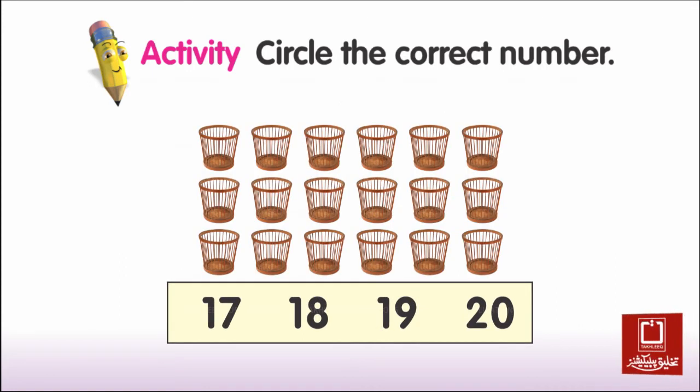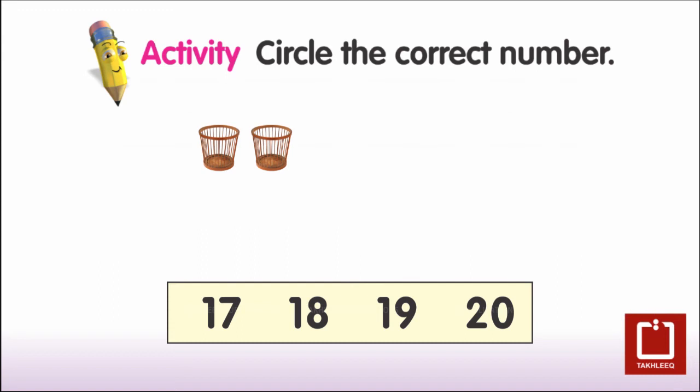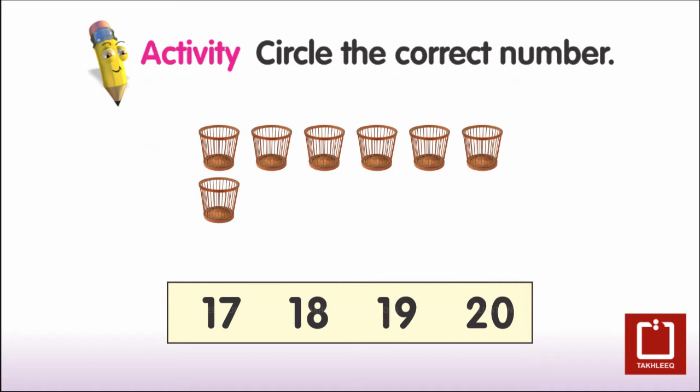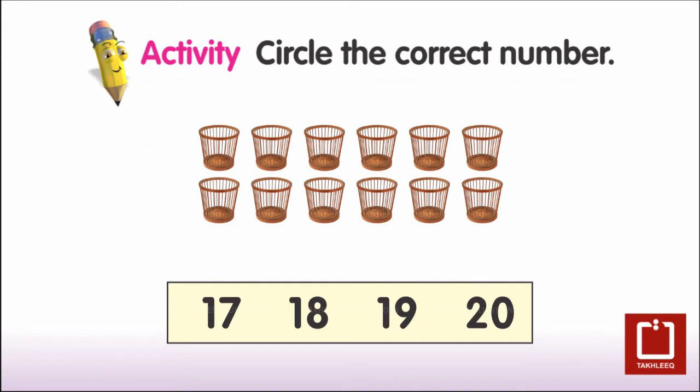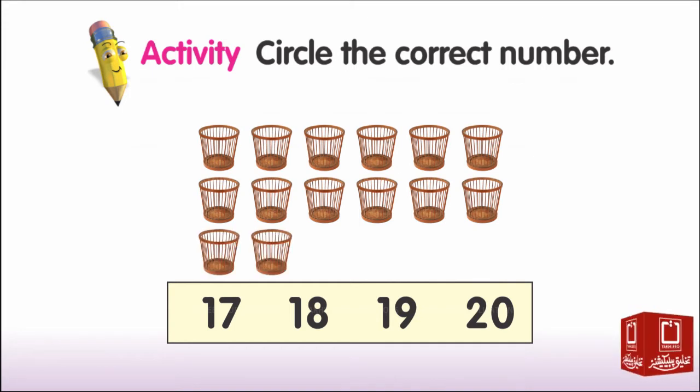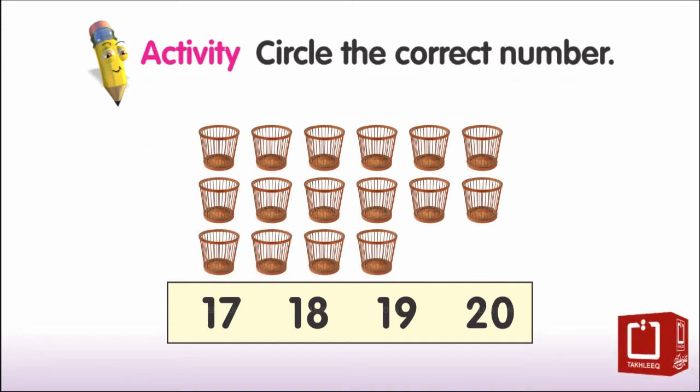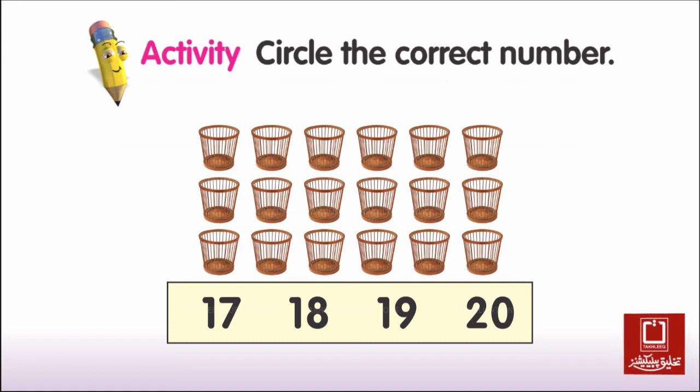We count the given objects 1, 2, 3, 4, 5, 6, 7, 8, 9, 10, 11, 12, 13, 14, 15, 16, 17 and 18. These are 18 objects. Now we find out 18 from the given numbers 17, 18. Yes, this is 18. So we shall circle it.